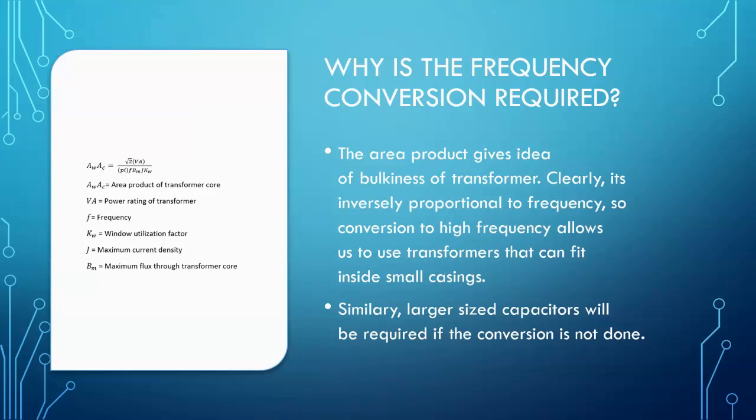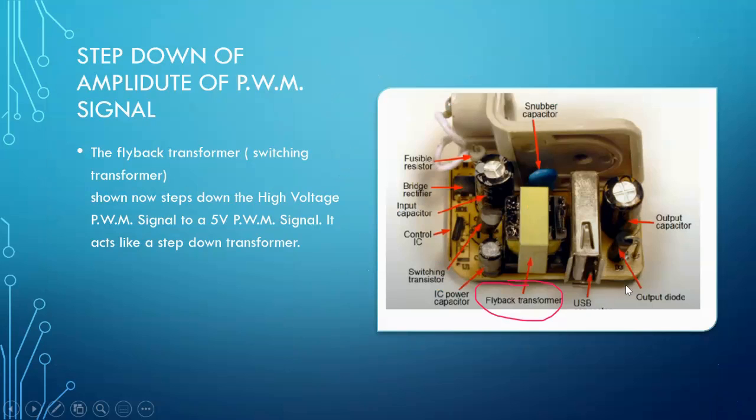So that means we can make smaller and smaller transformers that can fit into the casings of mobile phones, and that is why we need to convert it into a very high frequency. And similarly, large size capacitors will be required if such a conversion is not done.